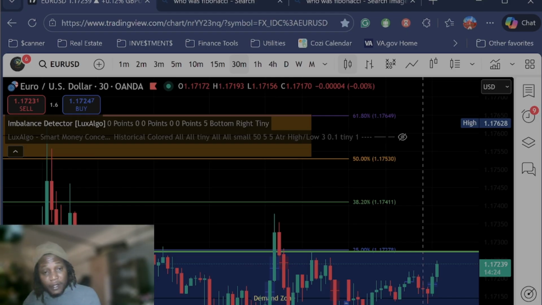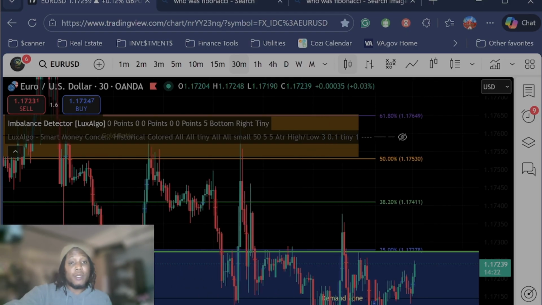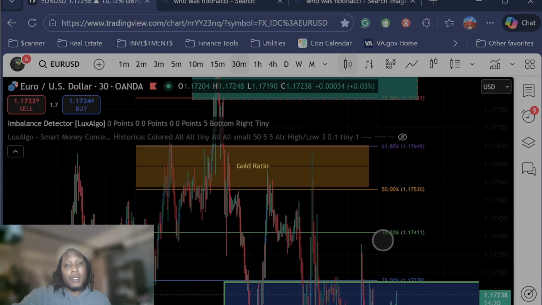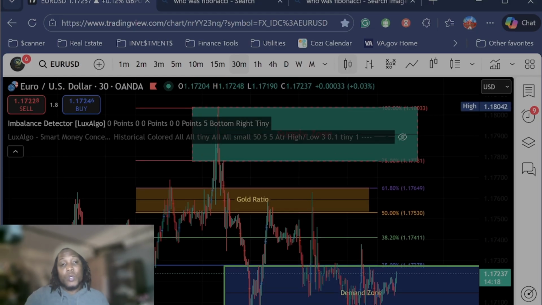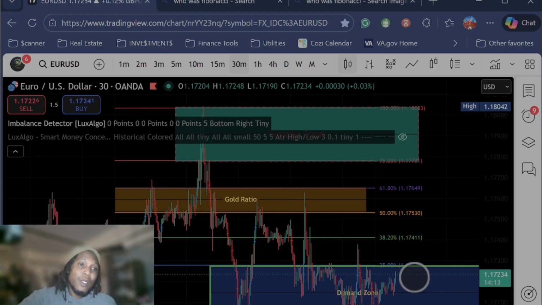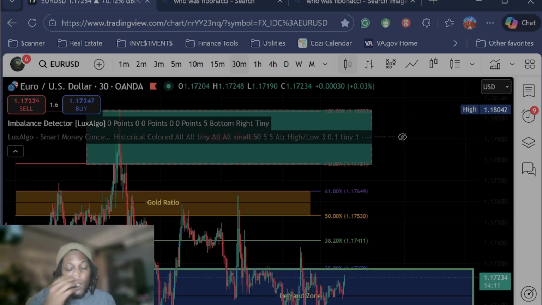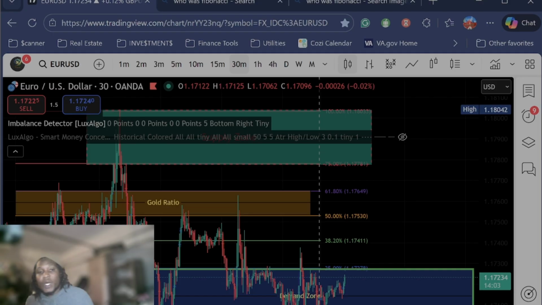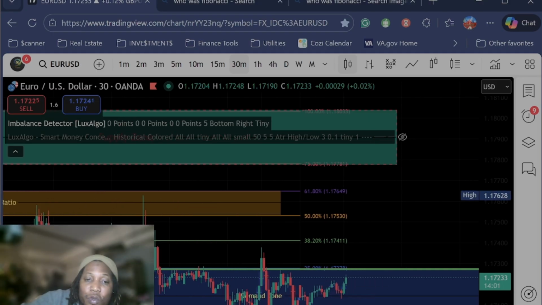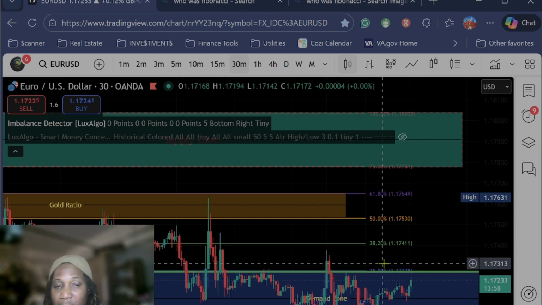Identify your supply and demand zone, because I only trade in my supply and I only trade in my demand. Okay, so this is where I'm looking to take my buys for this week when it comes to Euro USD. And what I'm looking for is another impulsive move.